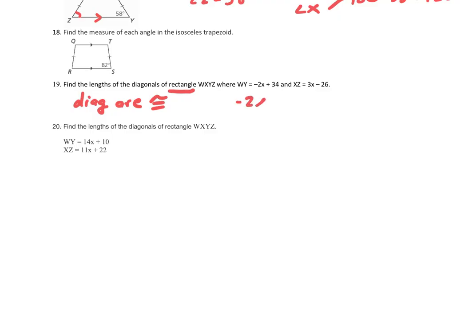So negative 2x plus 34 equals 3x minus 26. And then we're going to solve for x. Okay, be careful of this one. It's not asking me to find x, it's asking me to find the length. So once I find out what x is, what am I going to have to do? Plug it back in. Okay, you've got to find the length. And the two lengths should both be the same. Number 20, same thing. Like I said, you're just going to keep seeing a lot of similar problems, a lot of practice here.